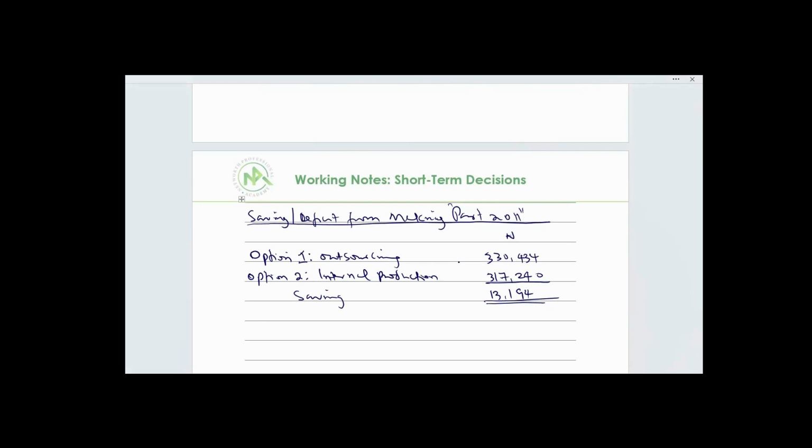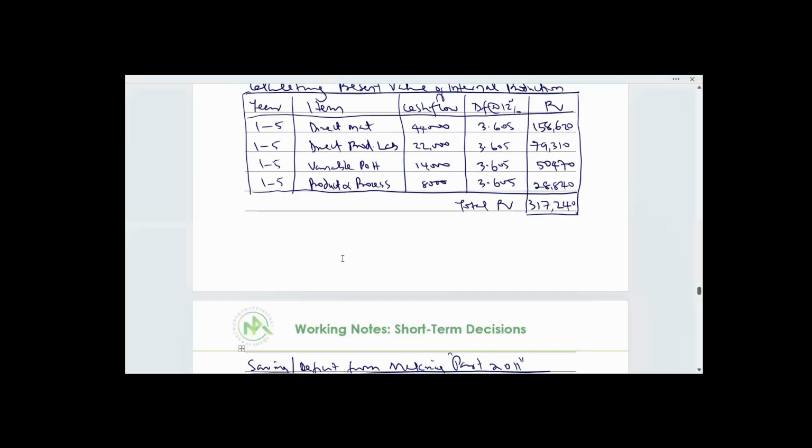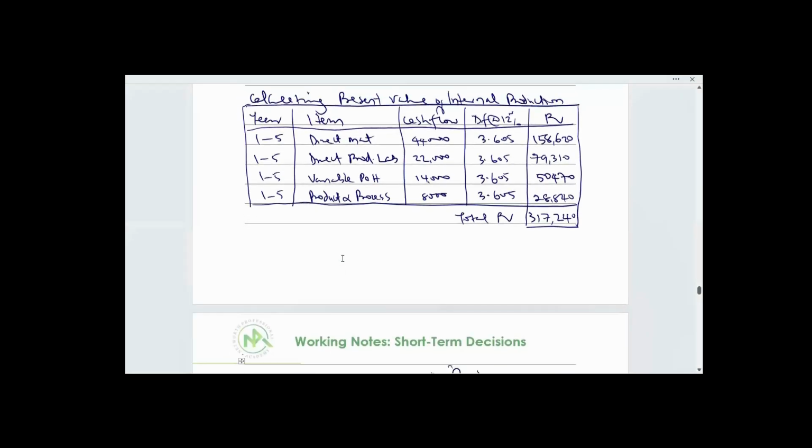13,194. So this represents a saving. Okay, this represents a saving. Therefore, I would then say, if I don't want to do it this way, if I want to follow a shortcut, I can just do only one line item.